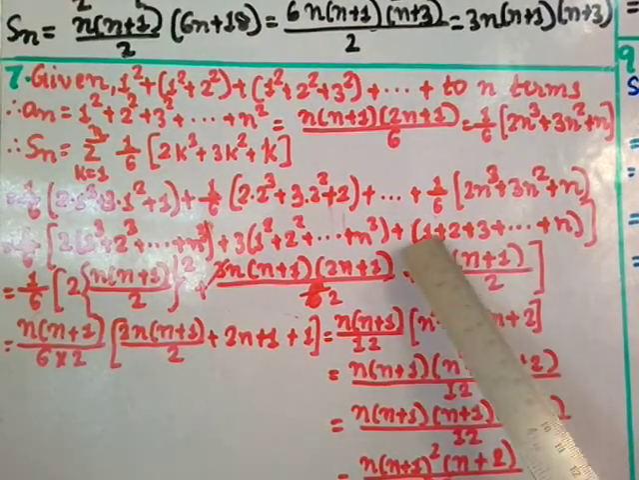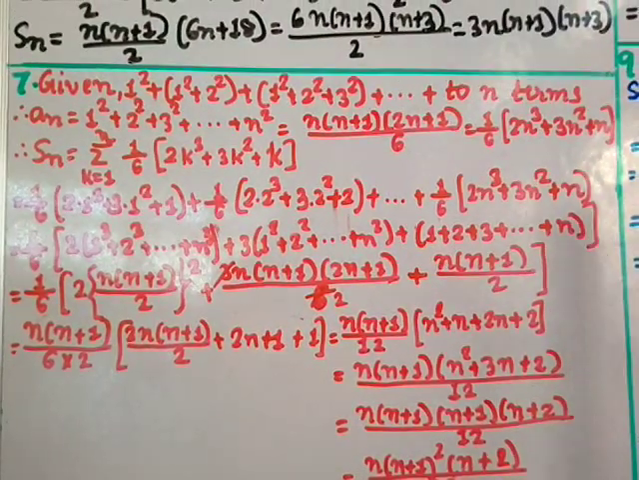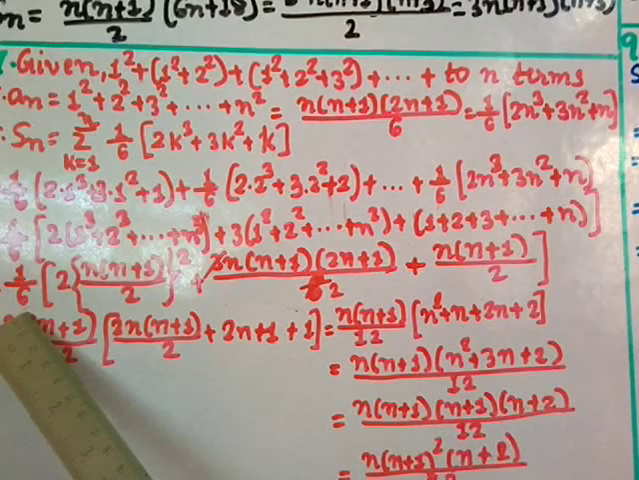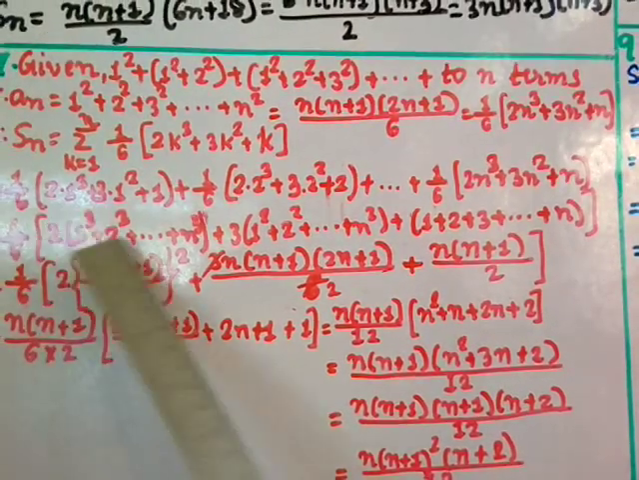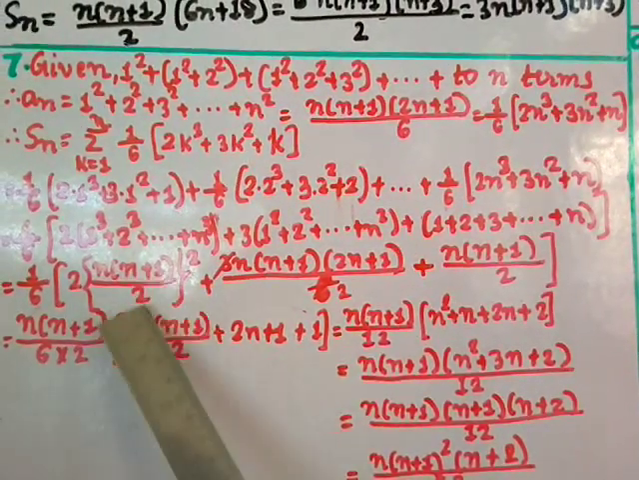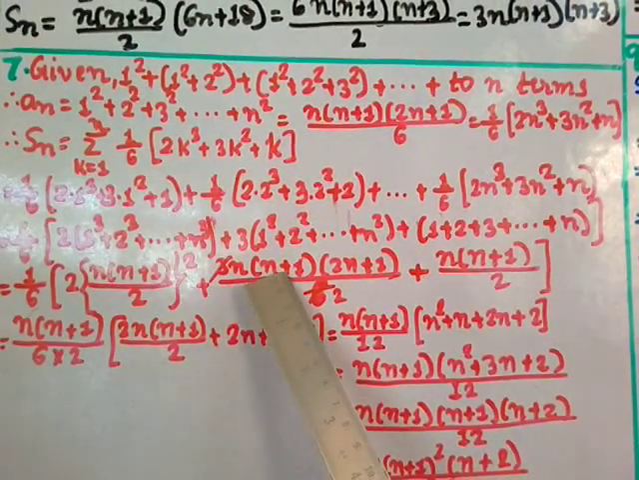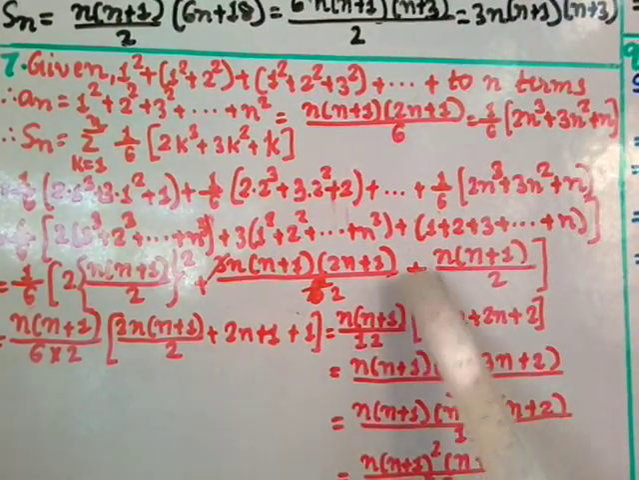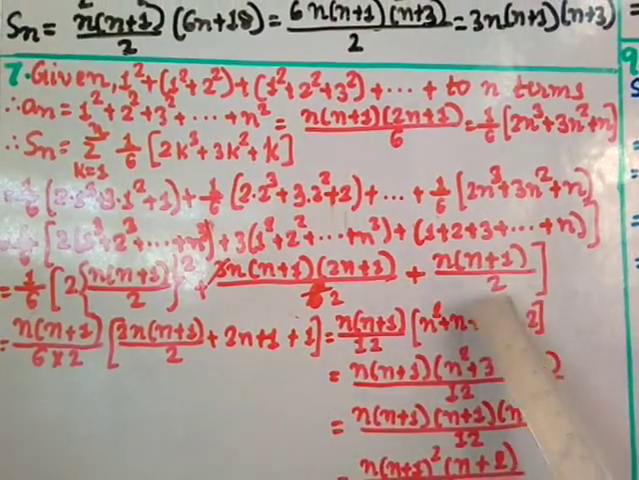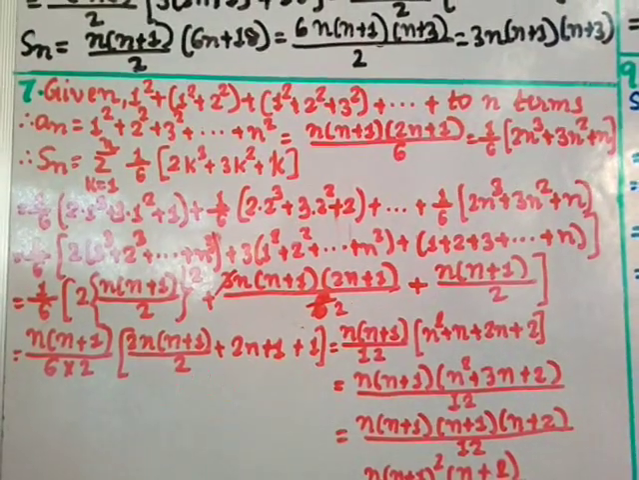So this is the sum of the natural numbers. Okay, so here 1 by 6 as it is, 2 as it is, and this formula is n into (n plus 1) by 2 whole square, plus 3 as it is, and this formula is n into (n plus 1) into (2n plus 1) by 6, plus this is given as n into (n plus 1) by 2. Okay, these are the formulas or series.